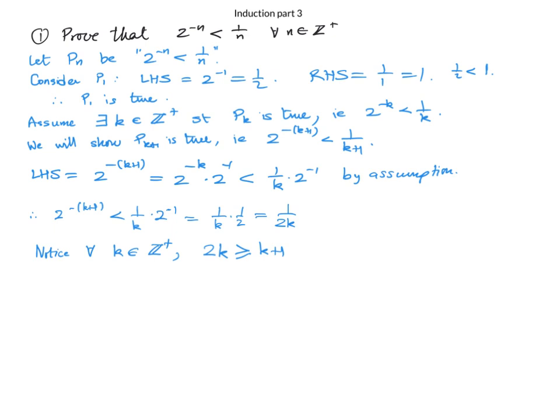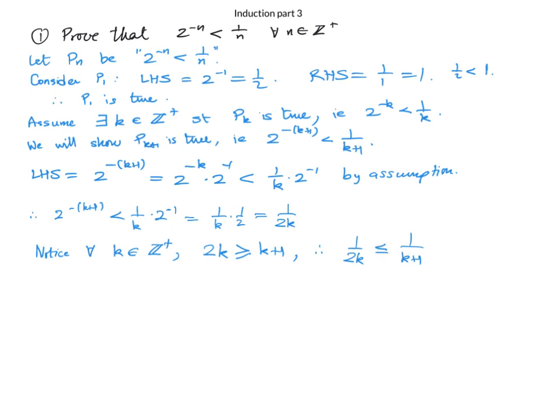So I don't need to make an argument about why that's true. You could, I suppose, but therefore 1 over 2k is less than or equal to 1 over k plus 1, again, for all k in Z plus. So this is the thing we really wanted to make an argument about, comparing the 1 over 2k to the 1 over k plus 1.